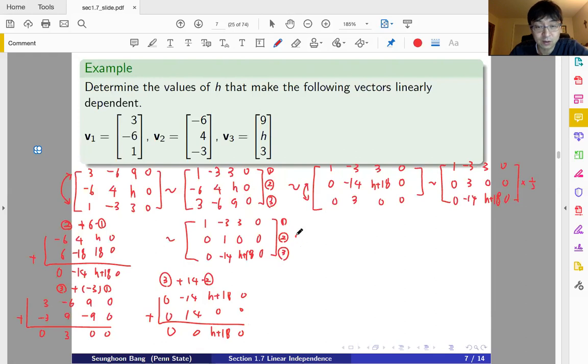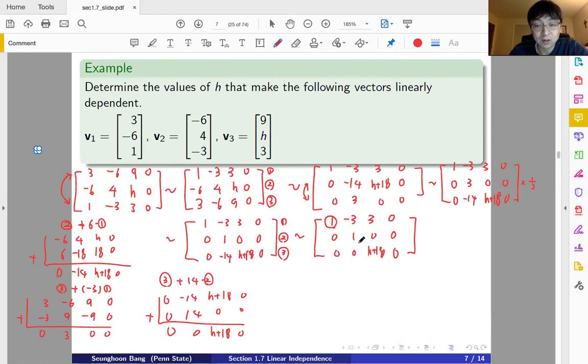So we have this one. The first row, 1, negative 3, 3, 0. Second row, 0, 1, 0, 0. Third row is 0, 0, h plus 18, 0. So what happens? We have pivot.